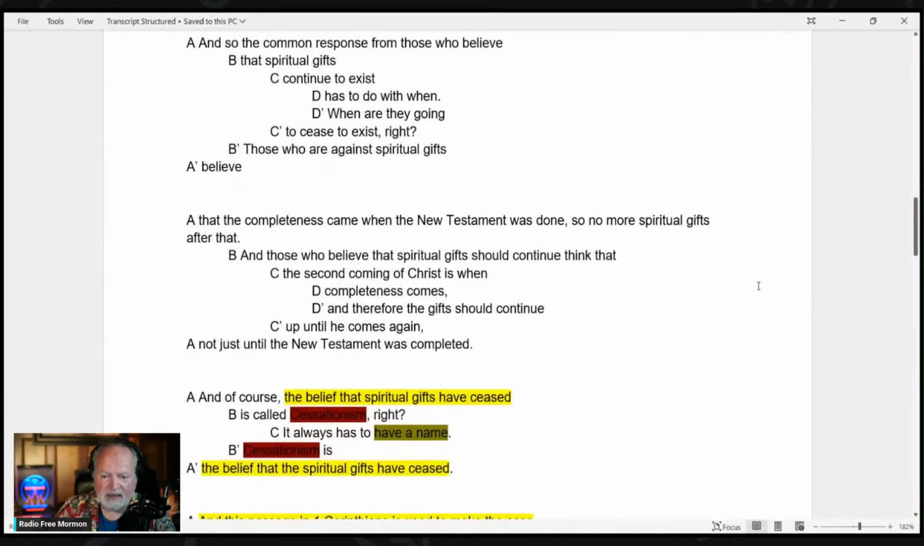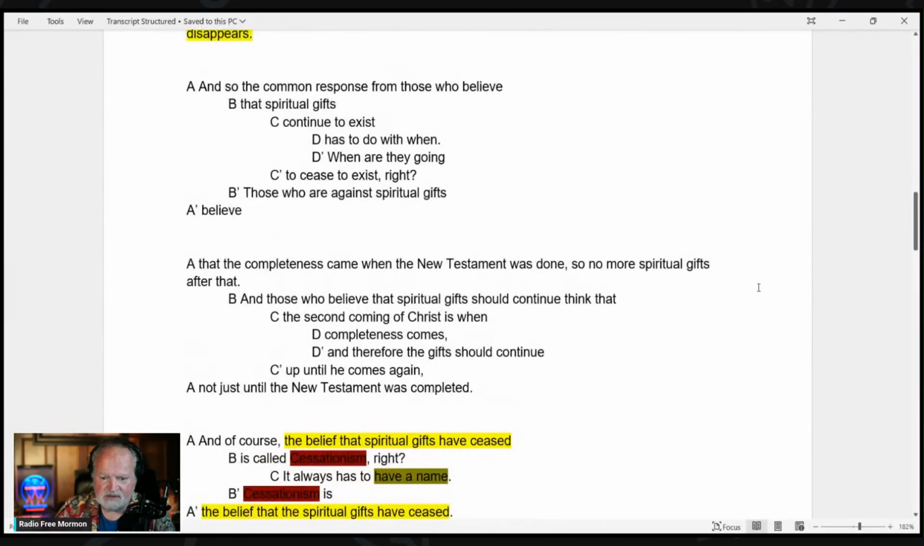And then without skipping a beat, it goes right into this next chiasmus. A, that the completeness came when the New Testament was done, so no more spiritual gifts after that. B, and those who believe that spiritual gifts should continue think that C, the second coming of Christ, is when completeness comes. That's D, completeness comes. Now, sub D, and therefore the gifts should continue. Sub C, up until he comes again. That's the second coming. And then finally, A, not just until the New Testament was completed. Now, you may notice in this that there's no sub B.